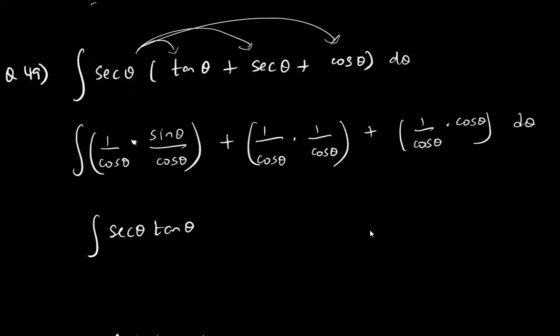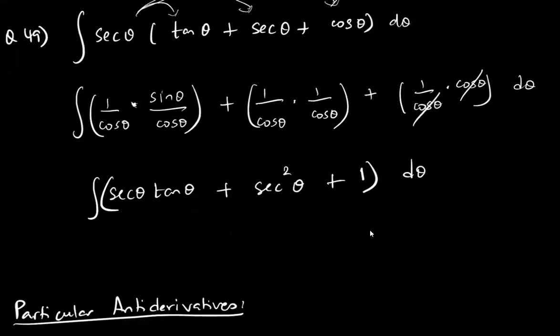Now, when you simplify all of this, it can be written as secant theta tan theta. It's better to leave it like this. Plus secant squared theta. 1 over cosine is secant, right? So I'm just rewriting it like this. But this and this go away, so I get plus 1 d theta. So now the antiderivative of secant theta tan theta is secant theta. Secant squared is tan theta, plus c is my answer.